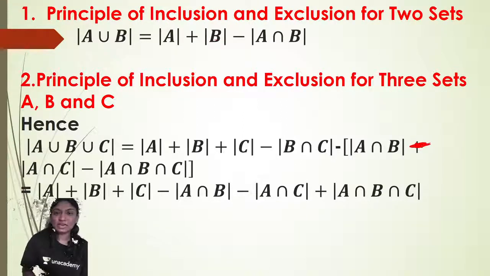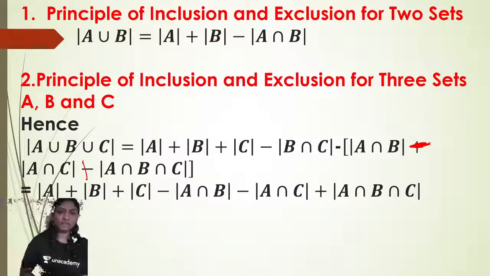Here, minus cardinality of A intersection B, minus cardinality of A intersection C, right? And plus cardinality of A intersection B intersection C. Now this gives the cardinality of the union of any three sets.